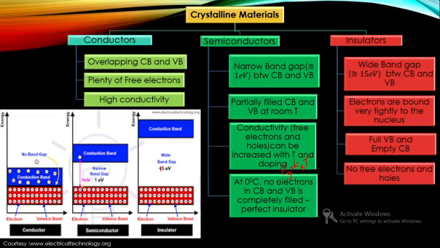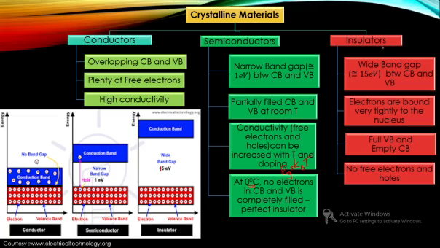So semiconductors at 0 degrees Celsius behave as insulators. Why? Because there are no free electrons in the conduction band, so it will not have any kind of conduction. Okay, that happens only when it is 0 degrees Celsius.